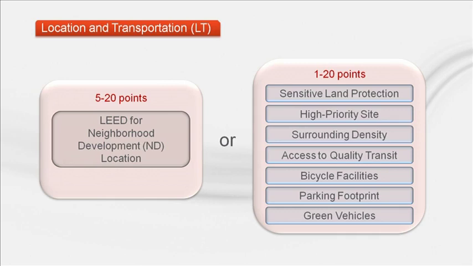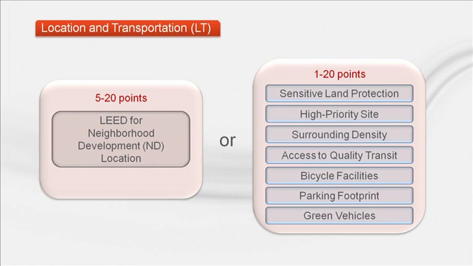Note that this is an either-or decision. If you choose a simplified approach of earning points through Credit 1 based on the LEED for Neighborhood Development score, then you're done with this category. The rating system does not allow you to earn more points through any of the other location and transportation credits.